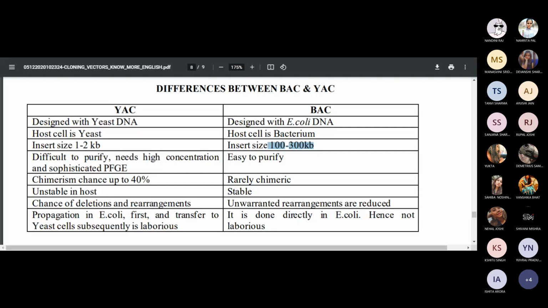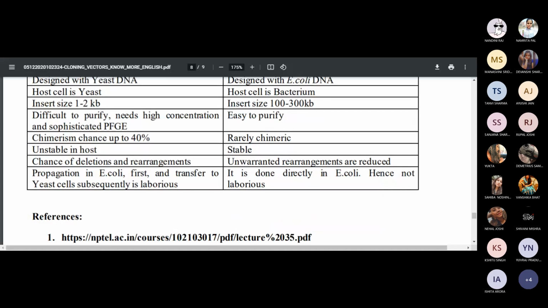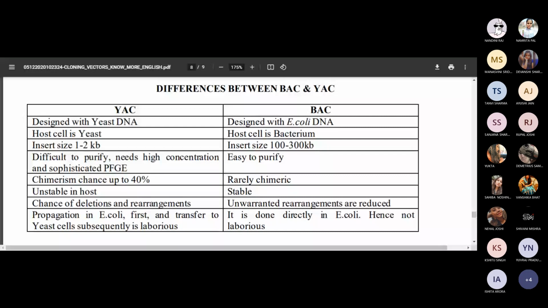YAC is difficult to purify, BAC is easy to purify. YAC has a chimeric chance of 40%, BAC is rarely chimeric. YAC is unstable in the host, BAC is stable, with no chance of deletion. For propagation, YAC first in E. coli you need to do, then transfer to the yeast. Here you can go directly from E. coli, you don't need two different hosts, so it is not much laborious. Okay, so this is all about your large vectors, YAC and BAC.